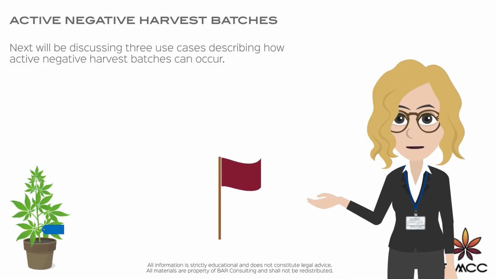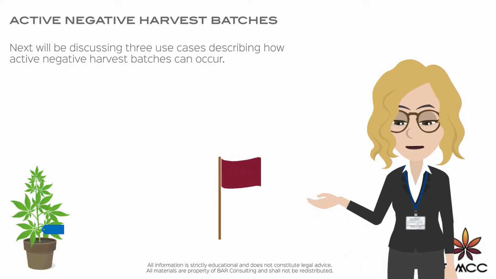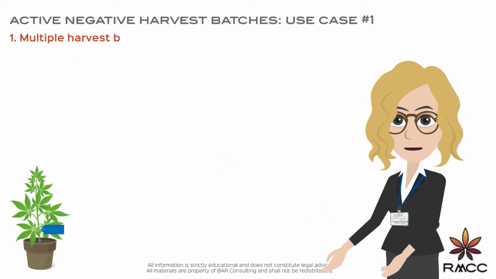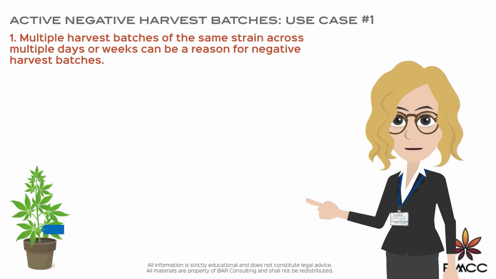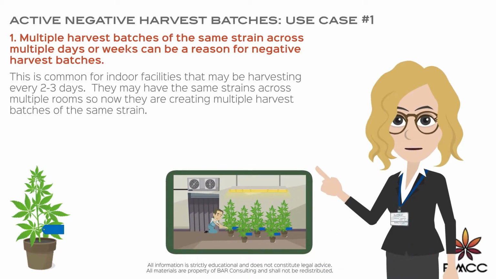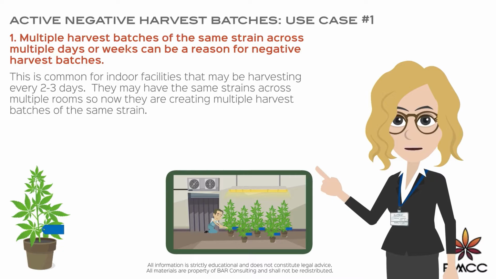Right away, when you go into your Metrc and take a look at your active packages, there are a few key indicators of harvest batches that might be your culprit for a negative harvest batch. Some of those could be multiple harvest batches of the same strain across multiple days or weeks. This is really common for indoor. Sometimes indoor facilities are harvesting every 2 to 3 days, and they might have the same strains across multiple rooms. So now they're creating multiple harvest batches of the same strain.